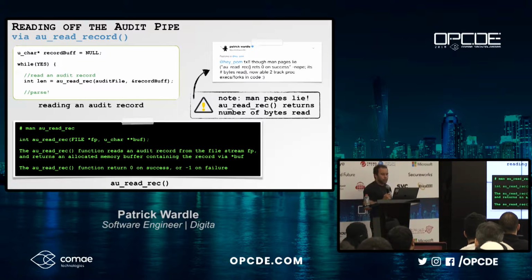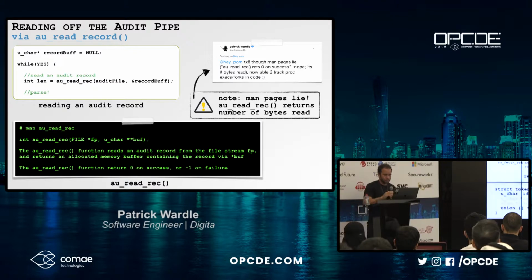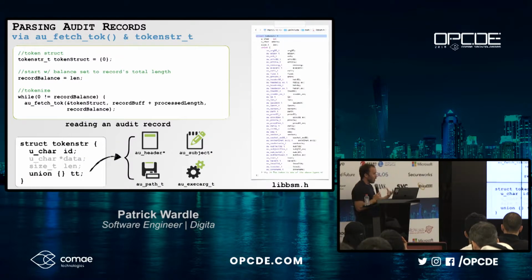So if we look for the documentation, you can see there is an OpenBSM API called au_read_rec, for record. It basically takes in the file descriptor to the audit pipe and a buffer for the record. Now, the documentation says it returns 0 on success, but that is not true. It actually returns the number of bytes it has read. So the documentation is incorrect. So now we have an audit record that we have read off the audit pipe.